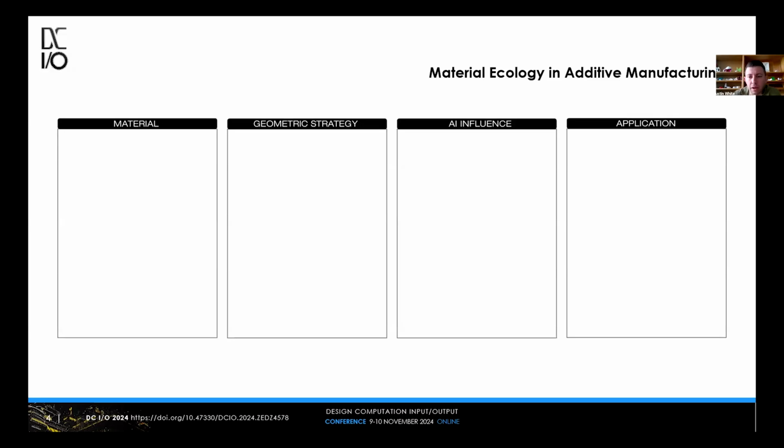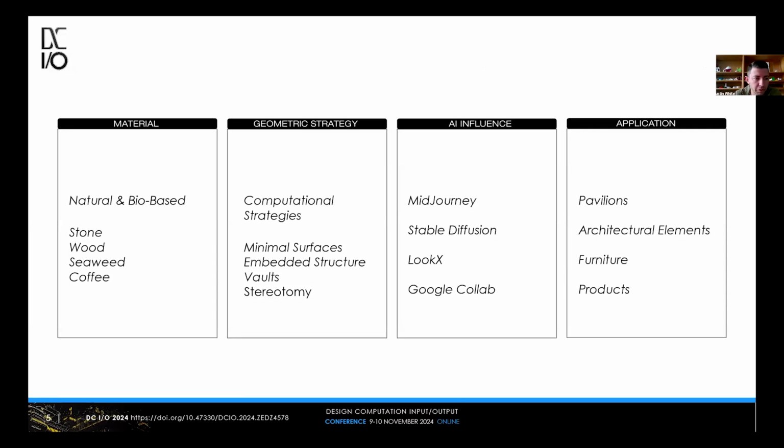I'm going to start by outlining the discussion on the specific materials being used and developed, my geometric strategies, AI influences, and the resulting applications. To name a few of the materials, I'm looking at stone, wood, seaweed, coffee. In terms of computation, things like minimal surfaces, vaulting, stereotomy, and specifically additive stereotomy. AI influences look at text-to-image based AI. There is some development of collaboration with Google Colab and SOMs, and applications looking at pavilions, architectural elements, furniture, and products.